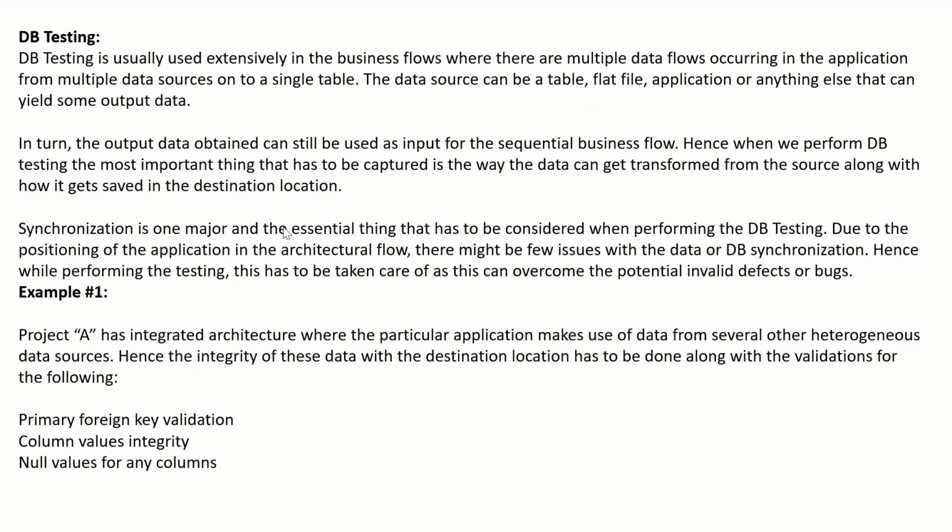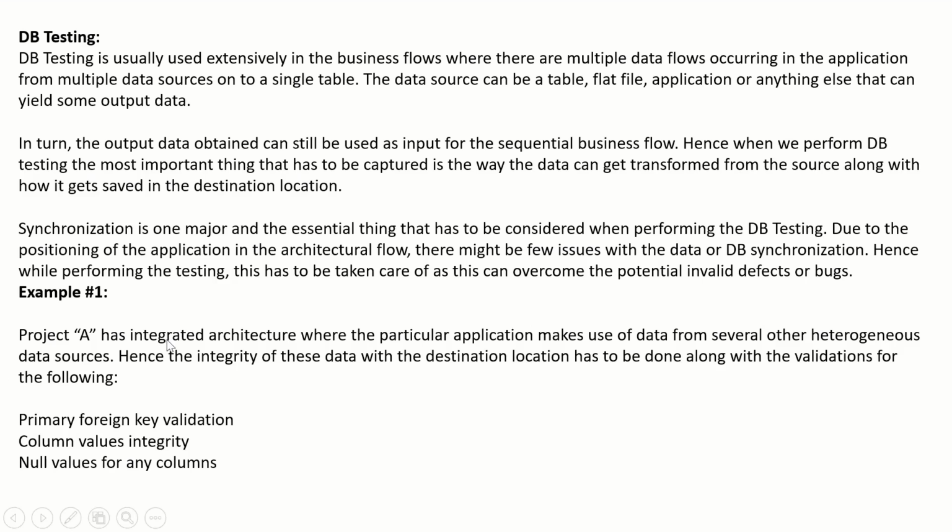Hence, when we perform DB testing, the most important thing that has to be captured is the way the data gets transferred from the source, along with how it gets saved in the destination location. So synchronization is one of the major and essential things that has to be considered when performing DB testing. Due to the positioning of the application in the architectural flow, there might be a few issues with data and DB synchronization. Hence, while performing the testing, this has to be taken care of to overcome potential invalid defects or bugs. So example one is here.